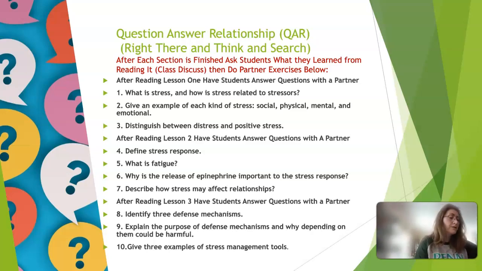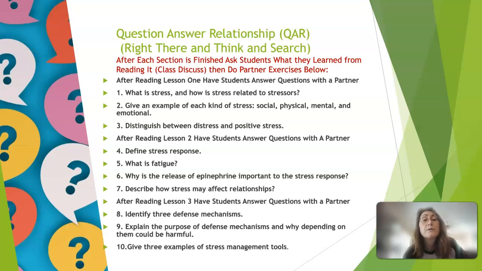After each section or each lesson in this chapter, there's an opportunity for students to work with partners or in groups and go back and revisit the text and discuss using the question-answer relationship strategy. Initially, what we'll do after each section is ask the students what they learned from reading that particular section, and we'll open that up for class discussion. Then I'd recommend doing the partner exercises below. I've listed the first 3 lessons here.